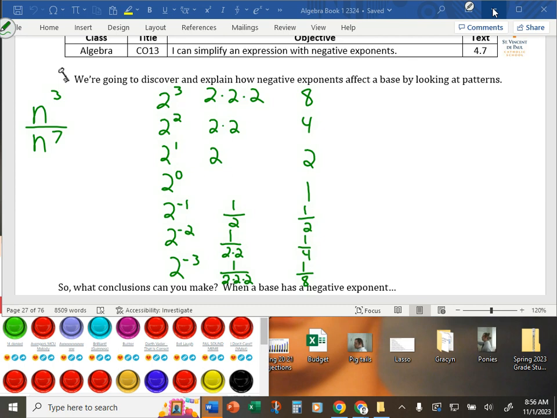And n to the 4th, and where are those n's? On the bottom, because that's where we have more to start with, right? This is equal to, these three n's cancel out, 1 over n to the 4th. If you use the rule for CO11, where the powers are subtracted, and you subtract 3 minus 7, what do you get? -4.